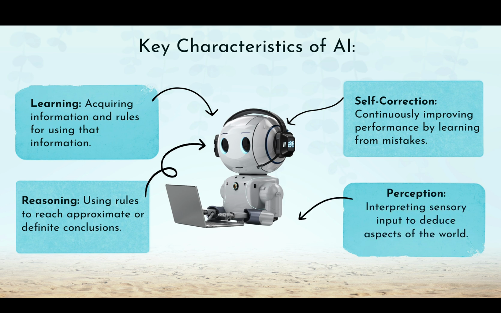Finally, perception allows AI to interpret sensory input such as visual or auditory data to understand and make deductions about the world around it. Together, these characteristics enable AI to perform tasks that traditionally require human intelligence.